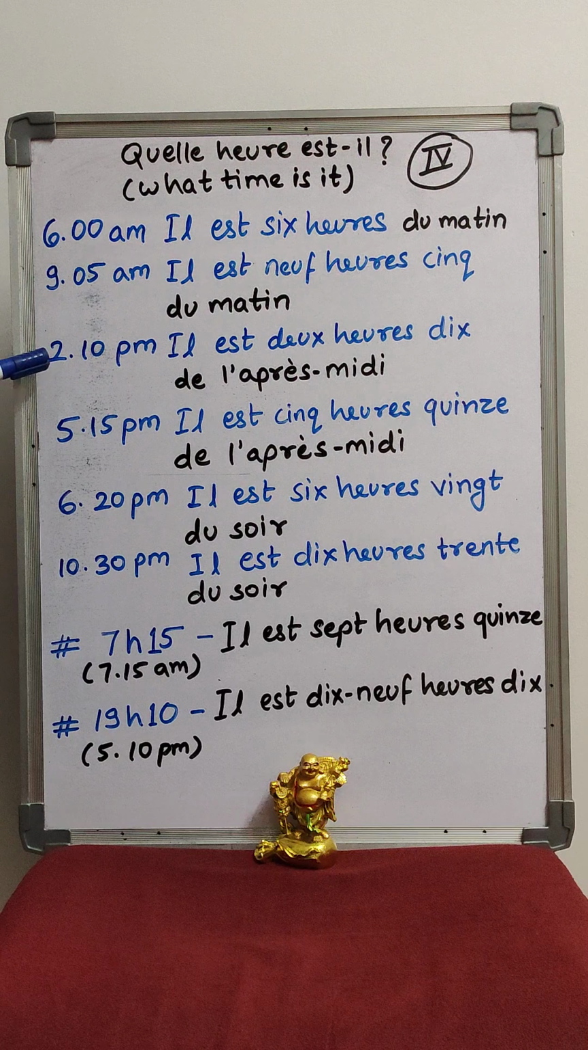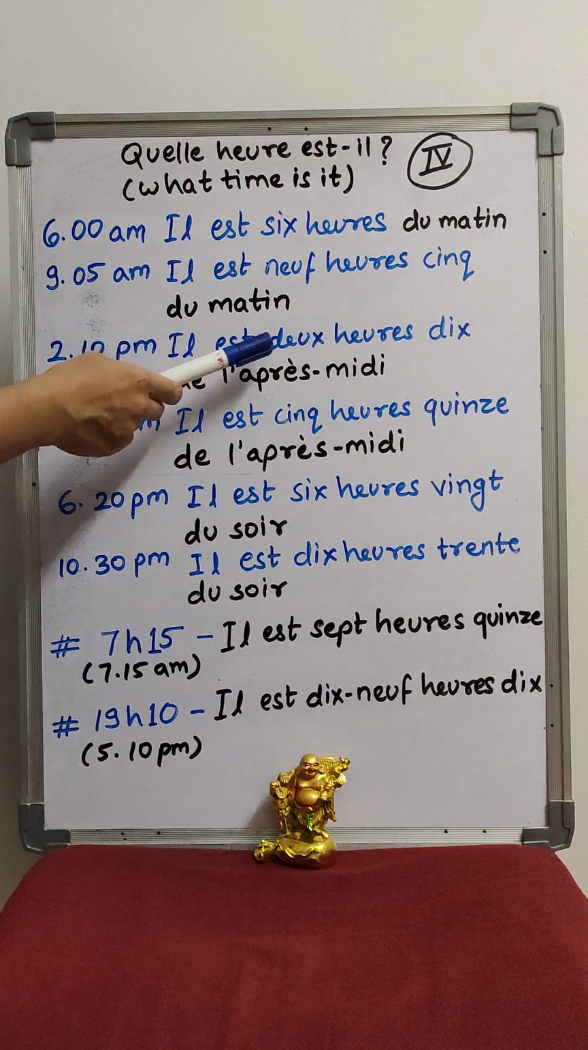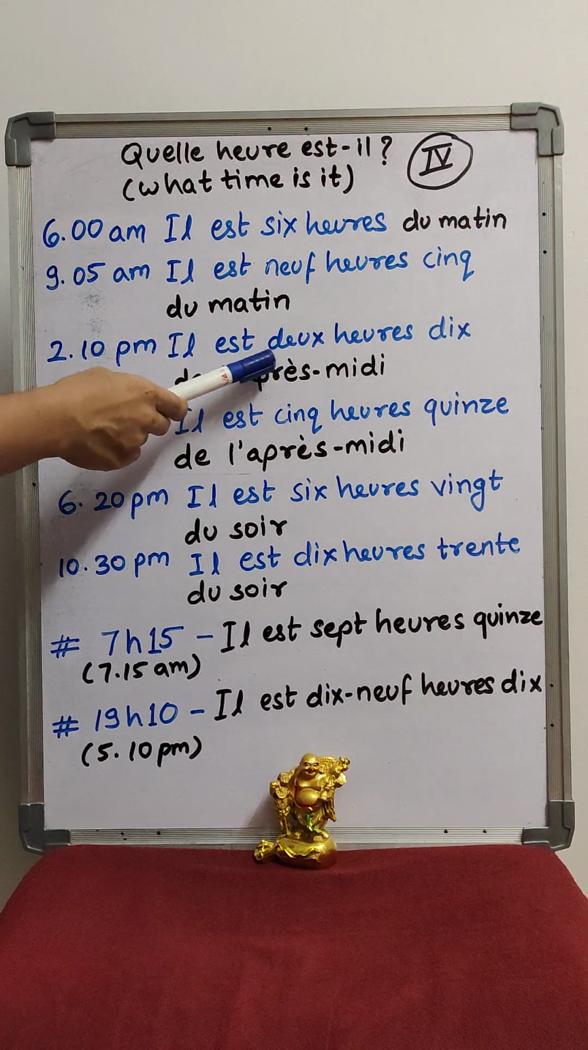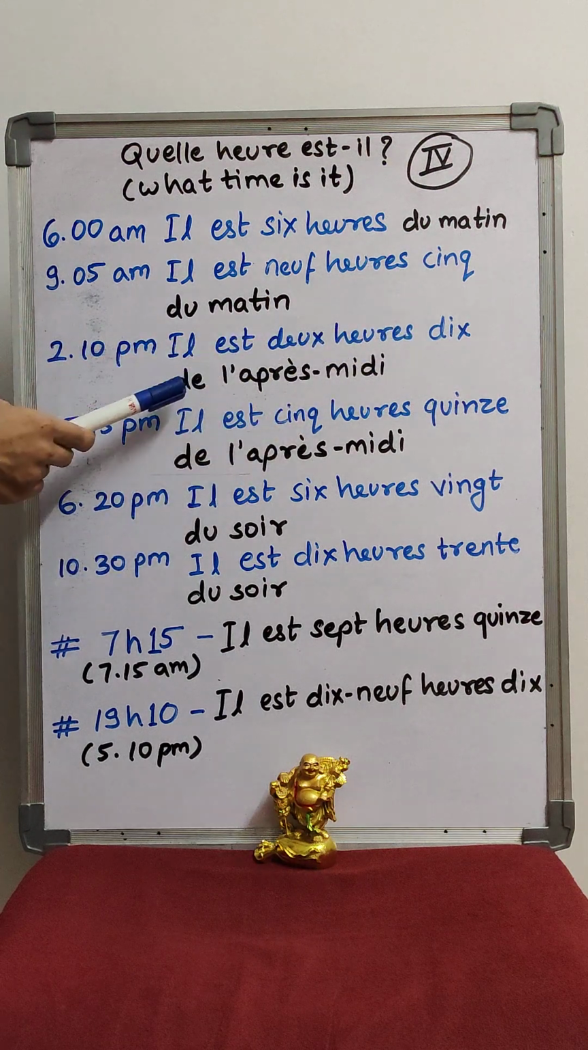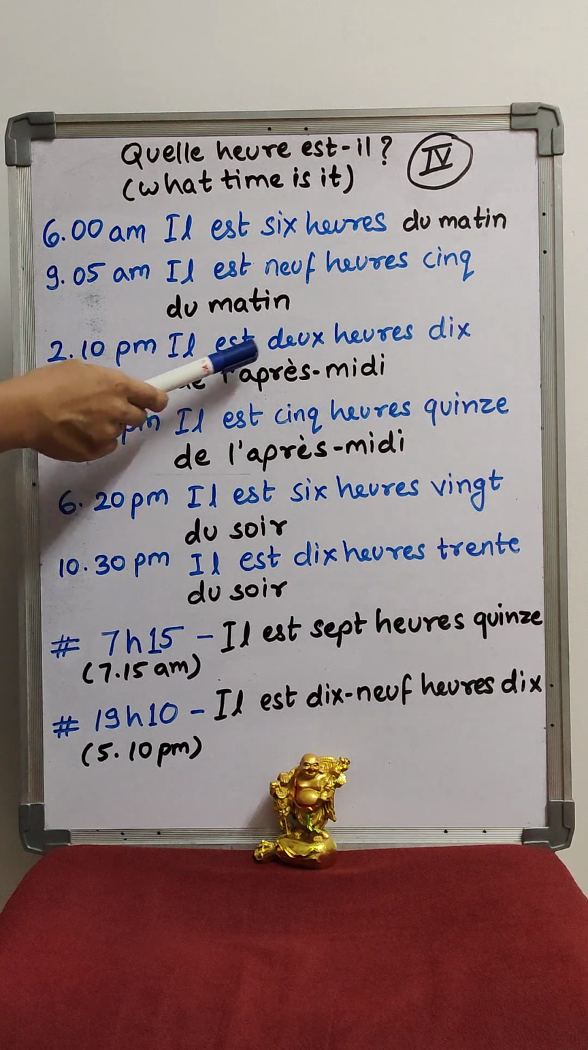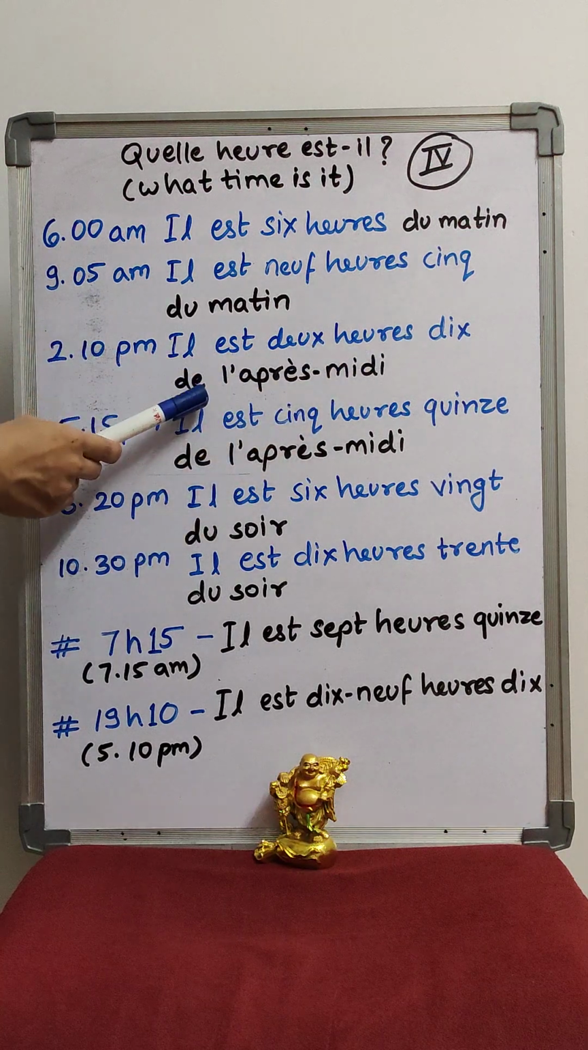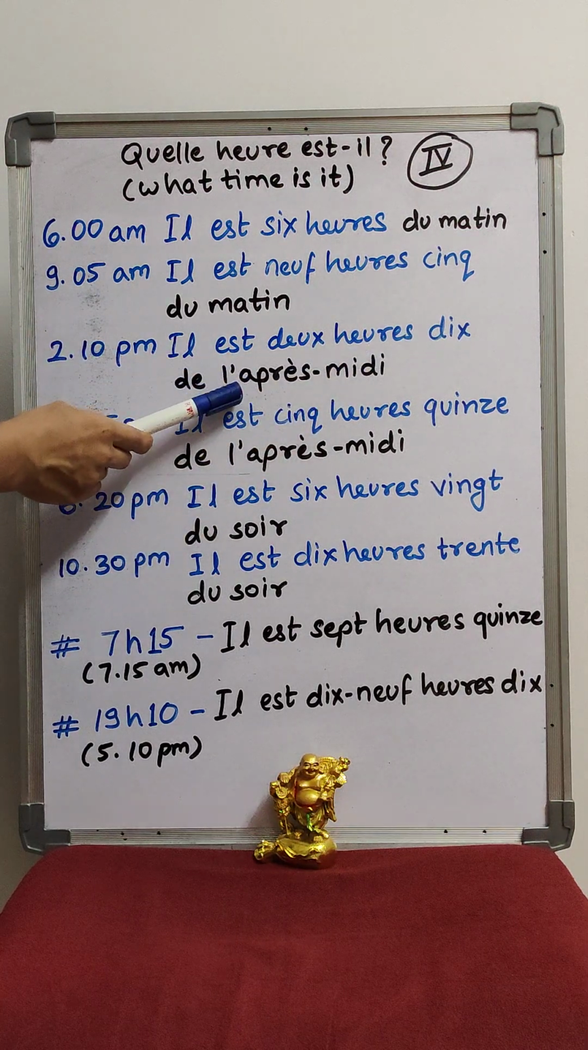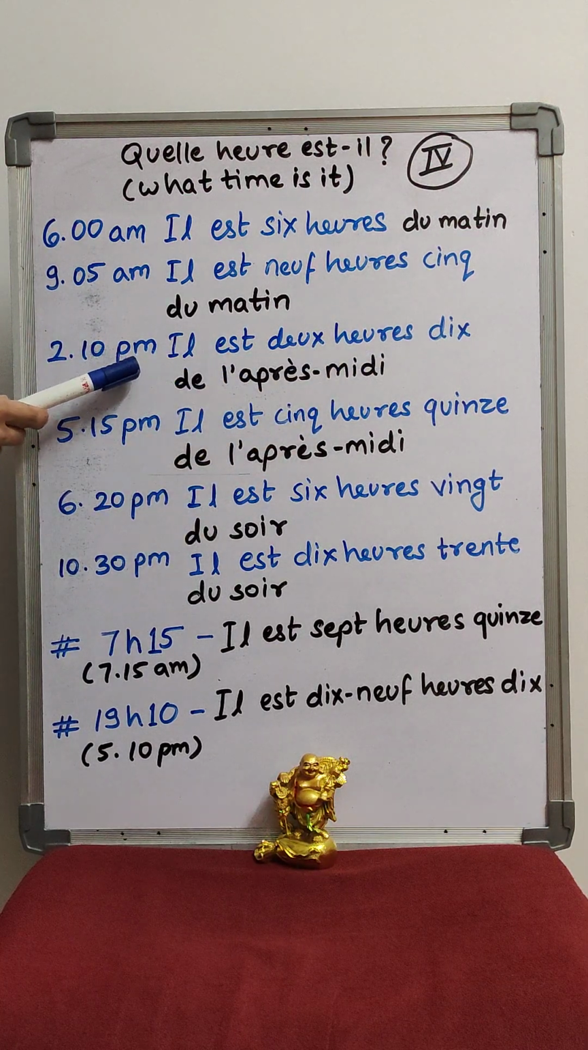Now, if I am saying it is 2 p.m., 2 hours and 10 minutes in the afternoon, you have to say il est 2h10 de l'après-midi. Afternoon time is used from 12 to approximately 6 p.m. Il est 2h10 de l'après-midi. That you have to mention instead of p.m.